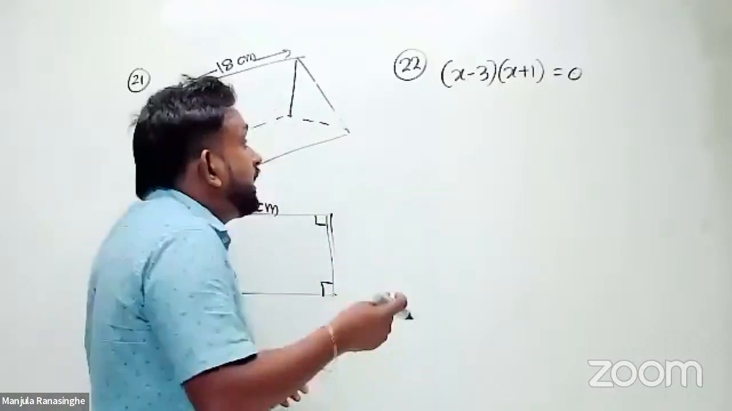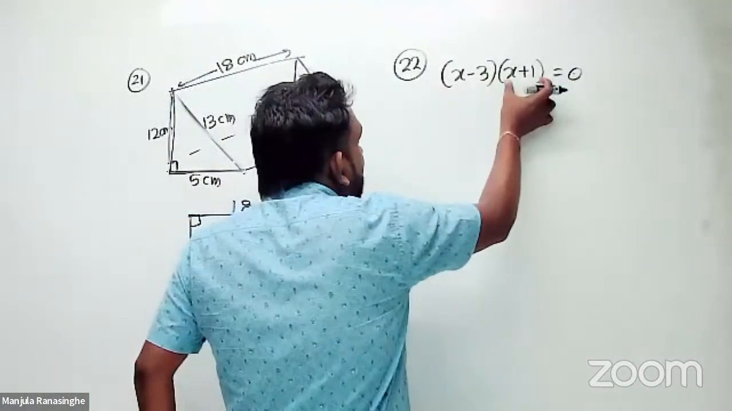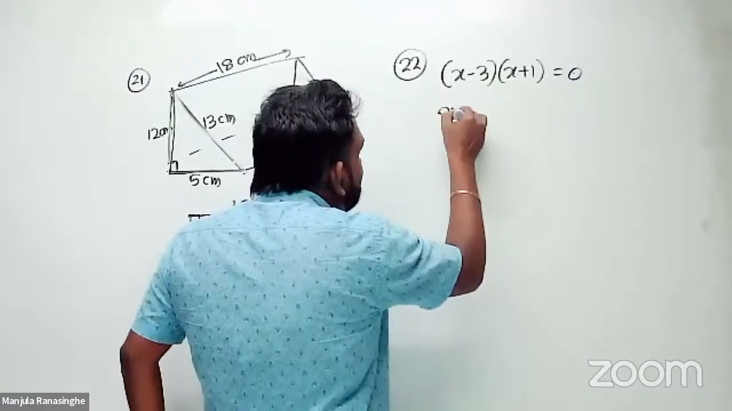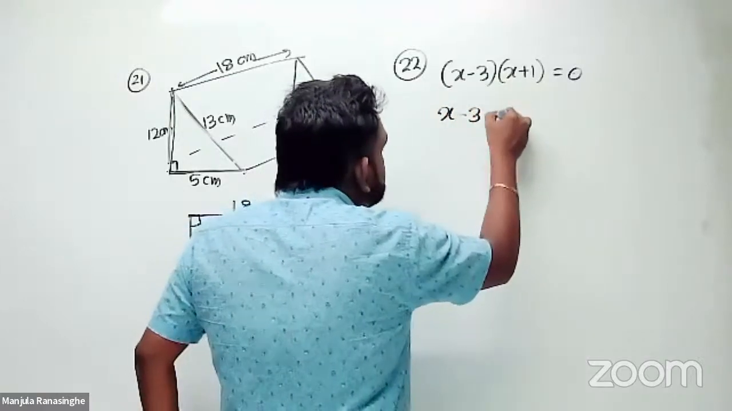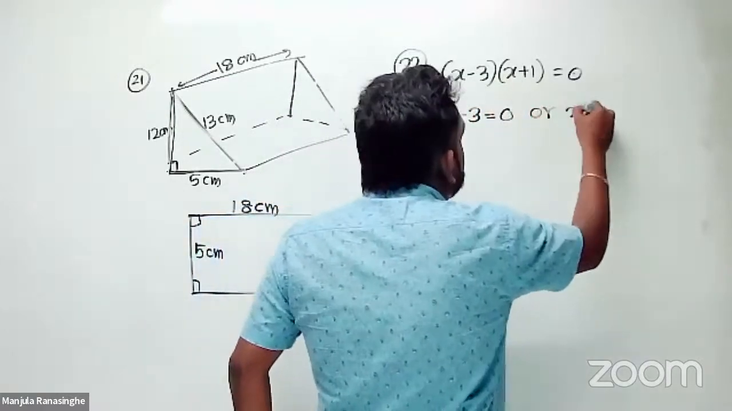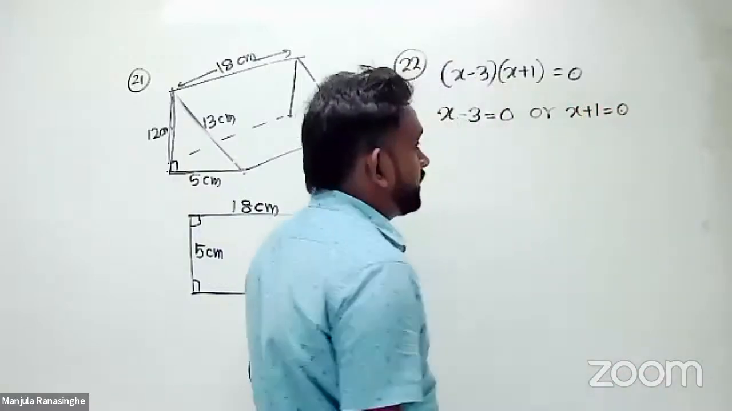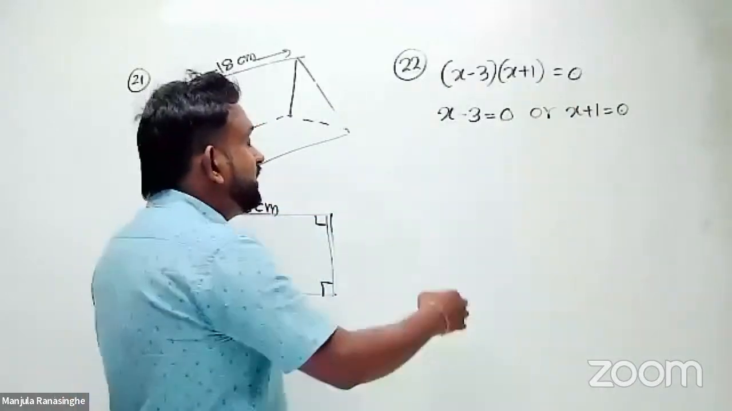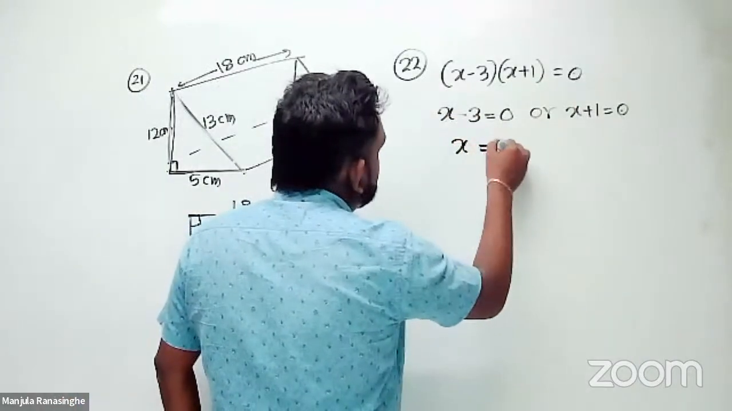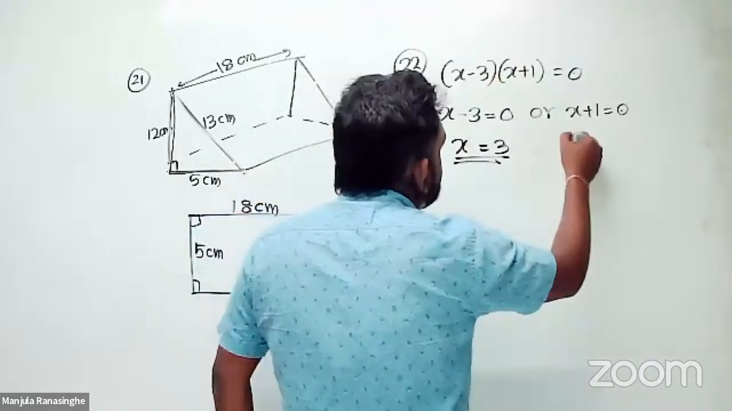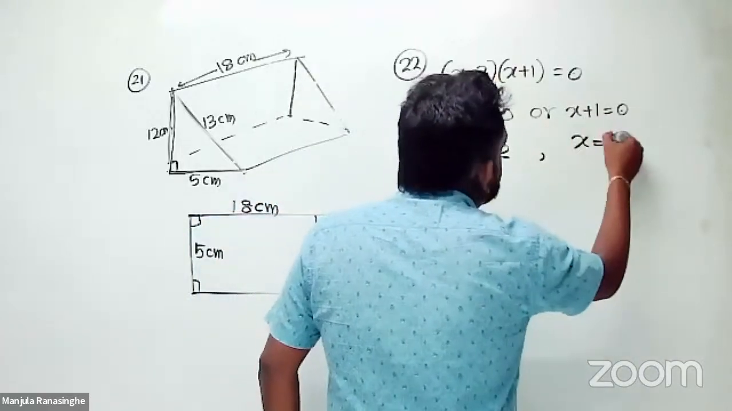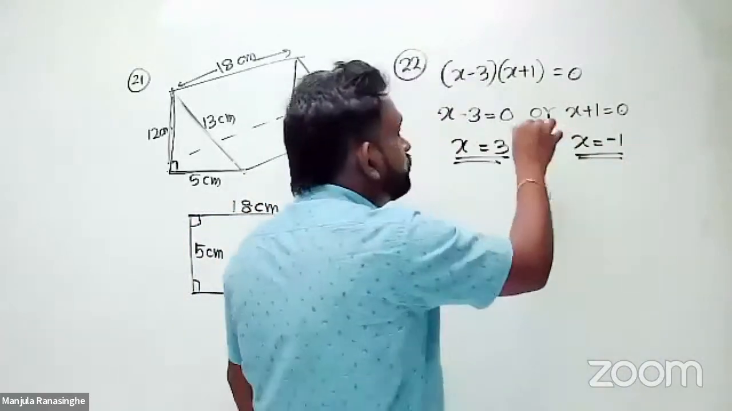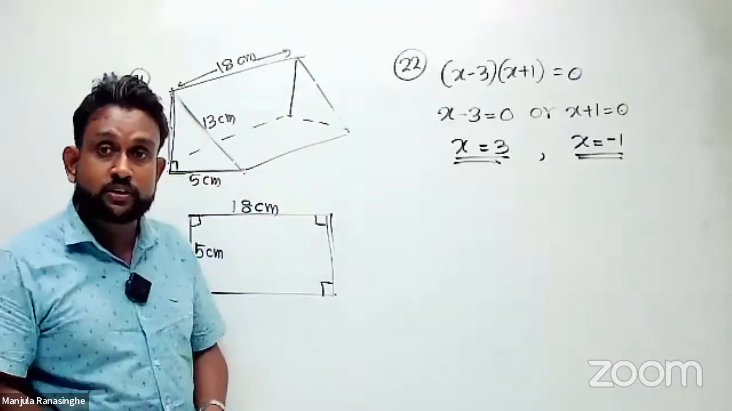So we know that either x - 3 or x + 1 equals 0. That's why we write x - 3 = 0 or x + 1 = 0. That is the argument to make the product 0. So then here x = 3, or here x = -1. So these are the two solutions, two roots of this equation.